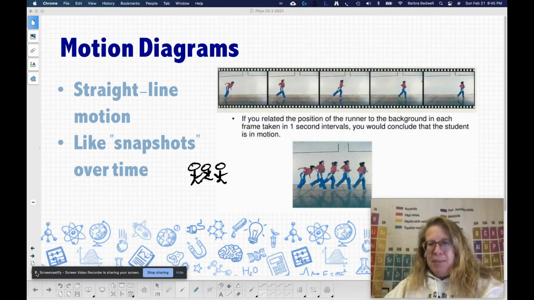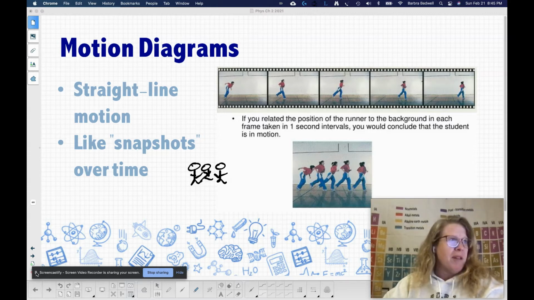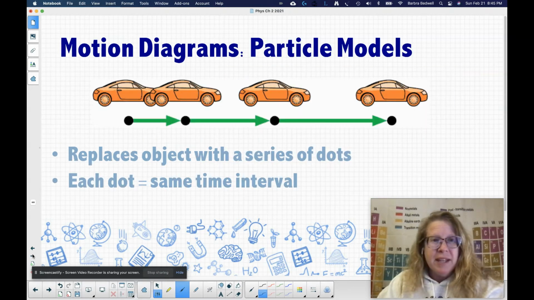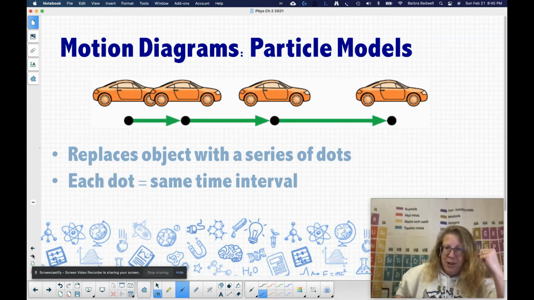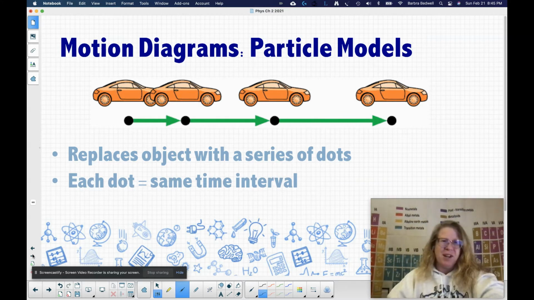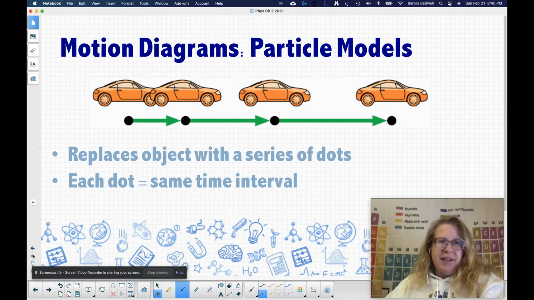You can get an image of how quickly they're moving, or are they moving smoothly, or are they moving in sort of a more jerky kind of motion. So these things, like I said, are called motion diagrams. Rather than trying to draw the person running every single time, like if this was a car that was moving, we tend to simplify it even further. So here we've got these little orange cars that are moving across here. Rather than if I was going to ask you to make a drawing of this and try to actually draw a car every single time, what we do is something called a particle model.